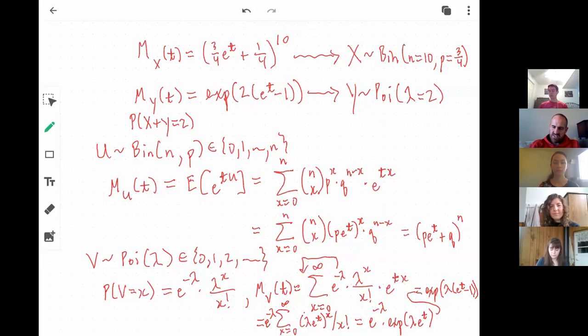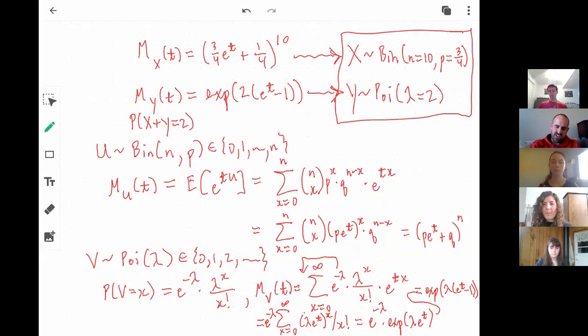What are the possibilities? I now know exactly the distribution of these things based on their moment generating functions, yes? I know the distributions. So what can I do? Well, for the sum of these things to be equal to 2, what are the possibilities here?